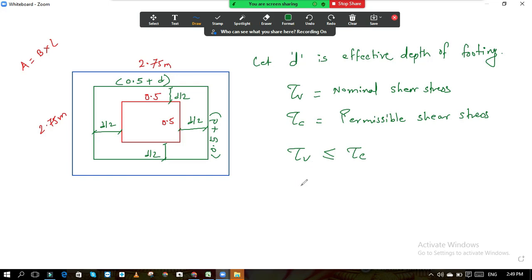Meaning, if your permissible shear stress is 2.3 and your tau v is 2.2, then it is safe. If it is 2.1, it is also safe. If it is equal to 2.3, it is also safe. But once it crosses the value, suppose it is 2.5 now, then this is unsafe. So what is the maximum limit? The value of tau v should be less than tau c.